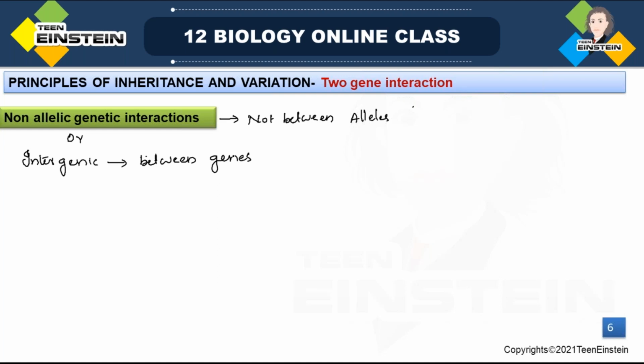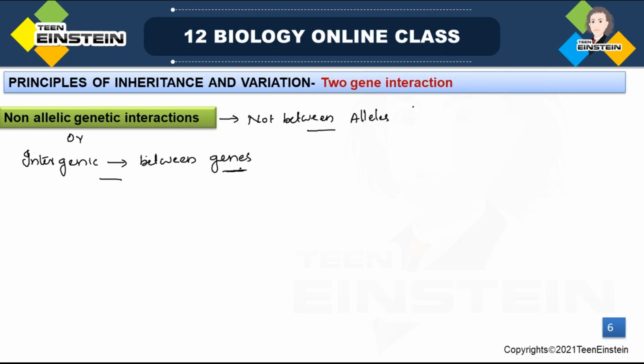Between genes. This intergenic genetic interaction is taking place in between genes. It is happening between two genes. Here, two different genes are interacting. These are not between alleles. It is between two genes. Here, two different genes are interacting and these are non-allelic. That means it's not between alleles. Here it is not between alleles and it's between genes.